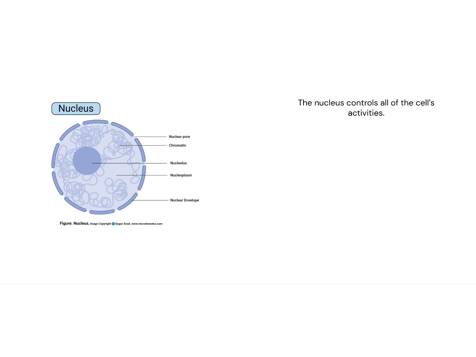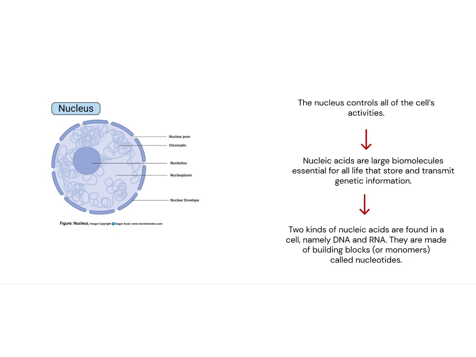Now, still on the nucleus, we find that within the nucleus there are nucleic acids, which are large biomolecules essential for all life, and they store and transmit genetic information. There are two main types, DNA and RNA, and they are made up of building blocks called nucleotides.